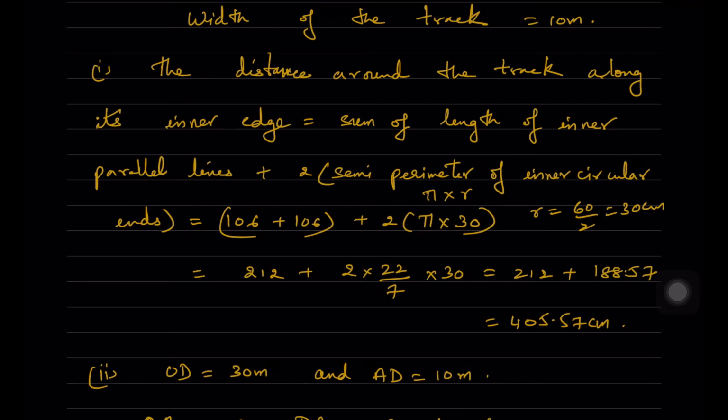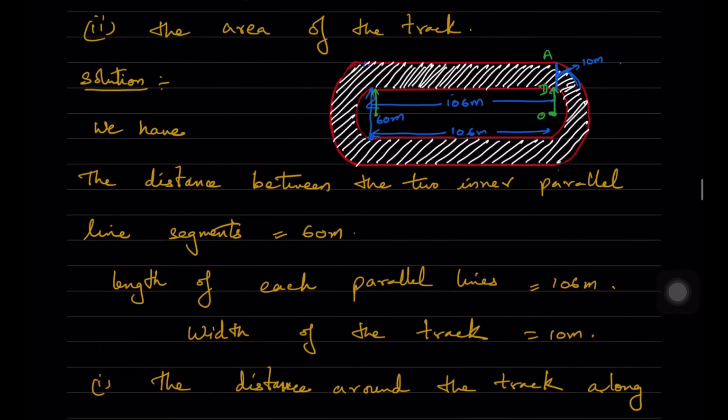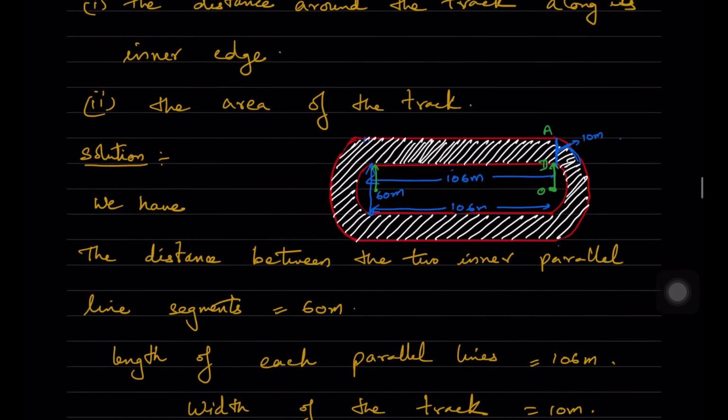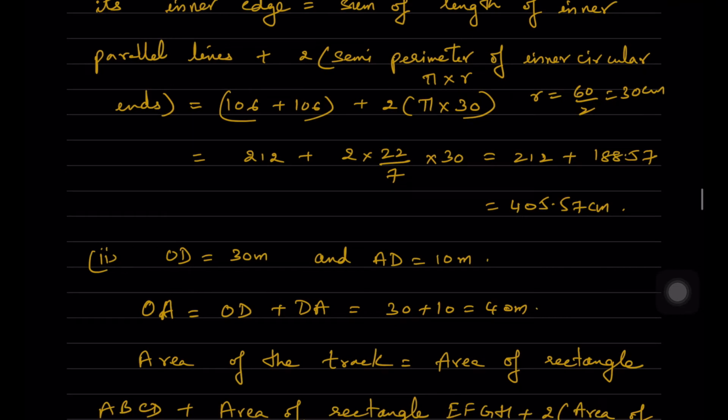Now second, we have to find out the area of the track. In order to find the area of the track, that is the shaded region which we have, you can see there are two rectangles in the area of the track and two semicircles. So the bigger semicircle minus the smaller semicircle, and the area of the two rectangular parts.